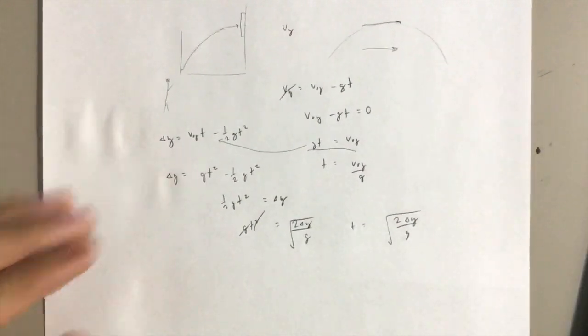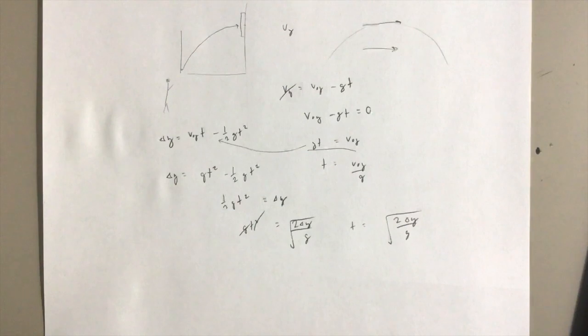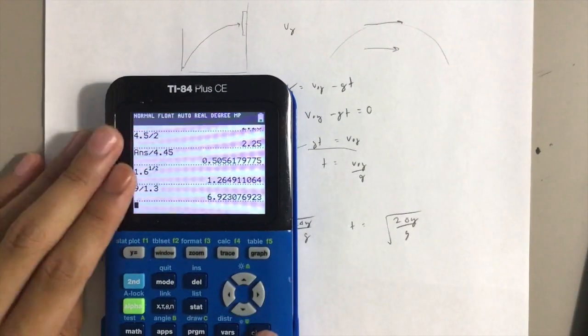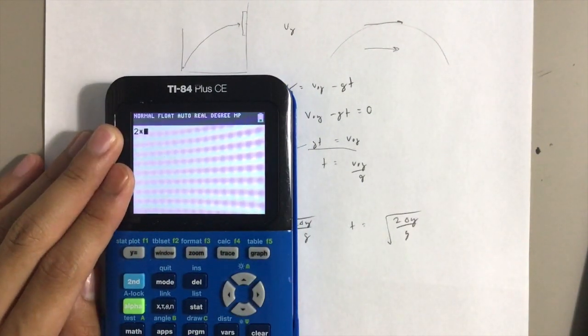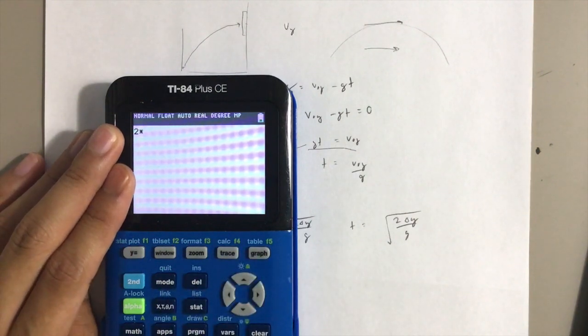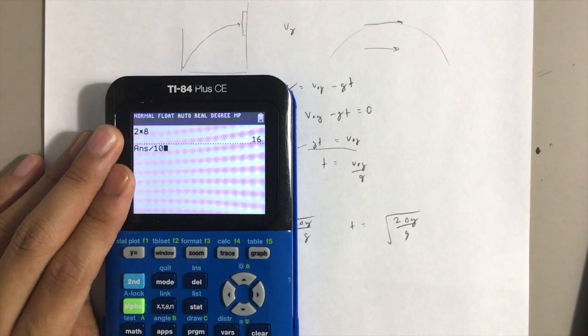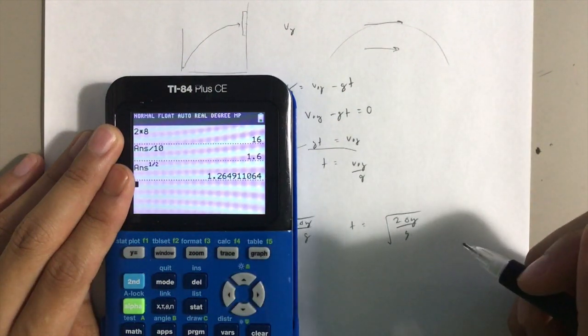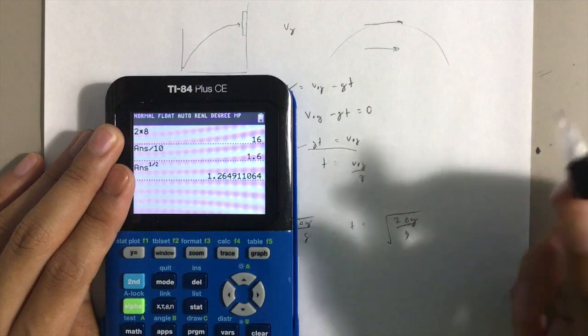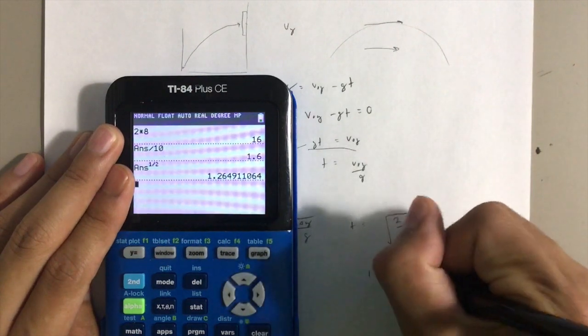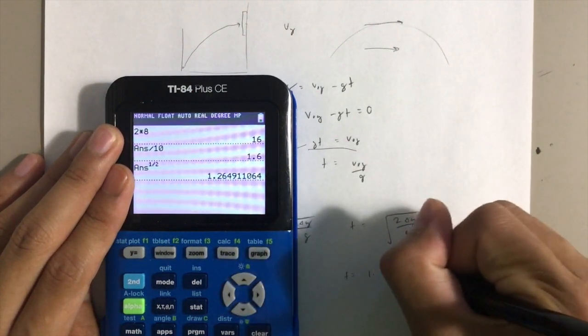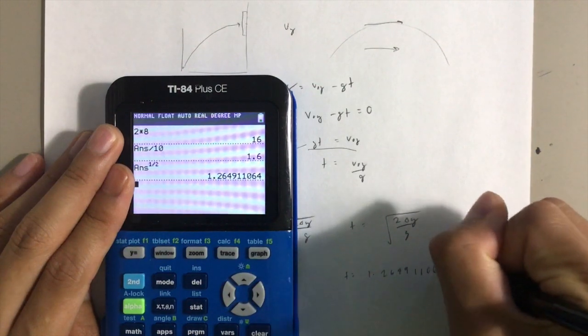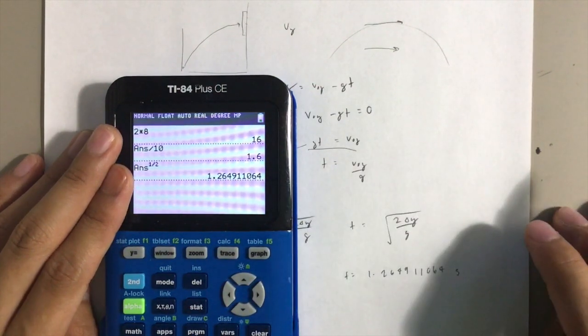And what is that, you ask? Well, we get our handy dandy TI-84 Plus CE calculator out and figure this out. So 2 times the change in y is 8 meters, so 2 times 8, divided by 10. That's 1.6, take the square root, and our time here. I'm going to use all the significant figures, because you know what? I don't care. So time is equal to 1.264911064 seconds. So that's time.